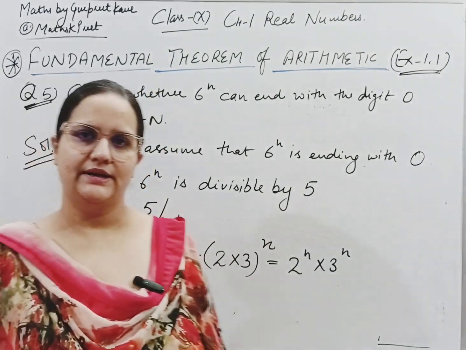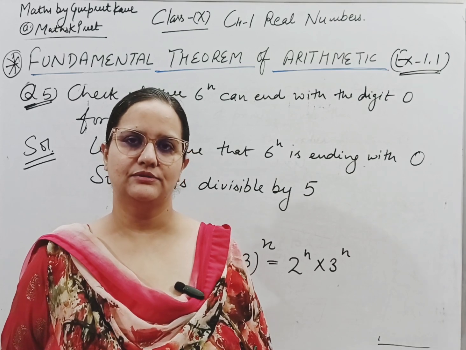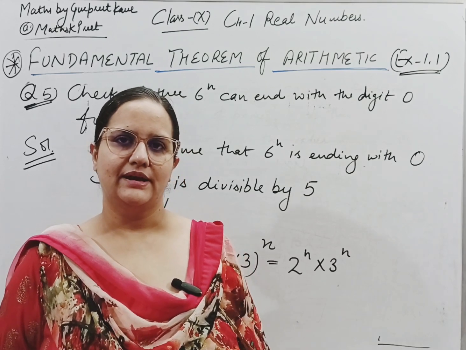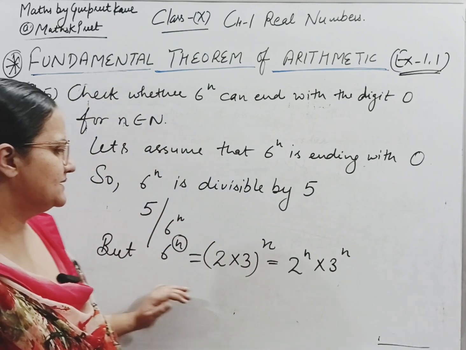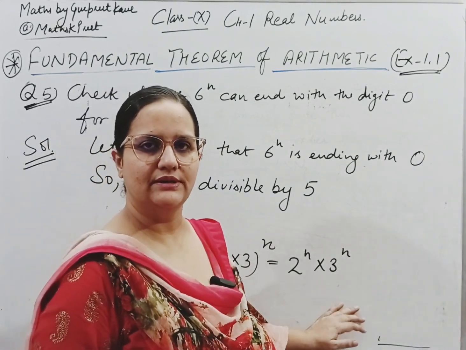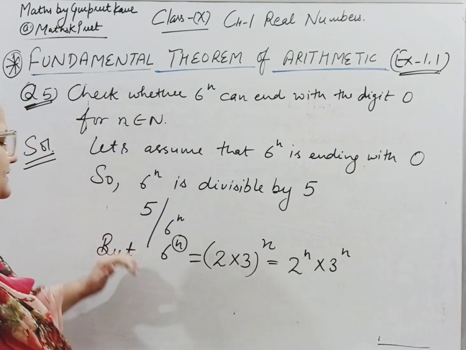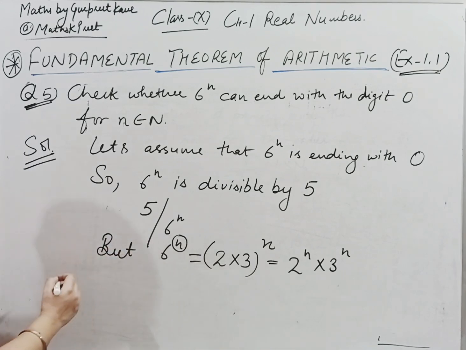So if 5 is dividing 6 raised to power n for any natural n, that means 5 will be a factor of 6 raised to power n. But here we can clearly see that there is no such 5 which is a factor of 6 raised to power n. So this is contradicting our assumption.